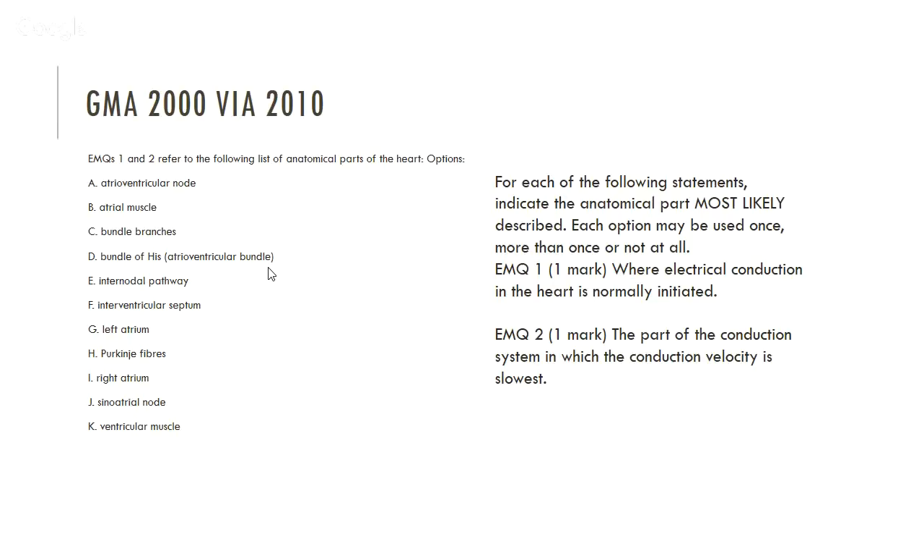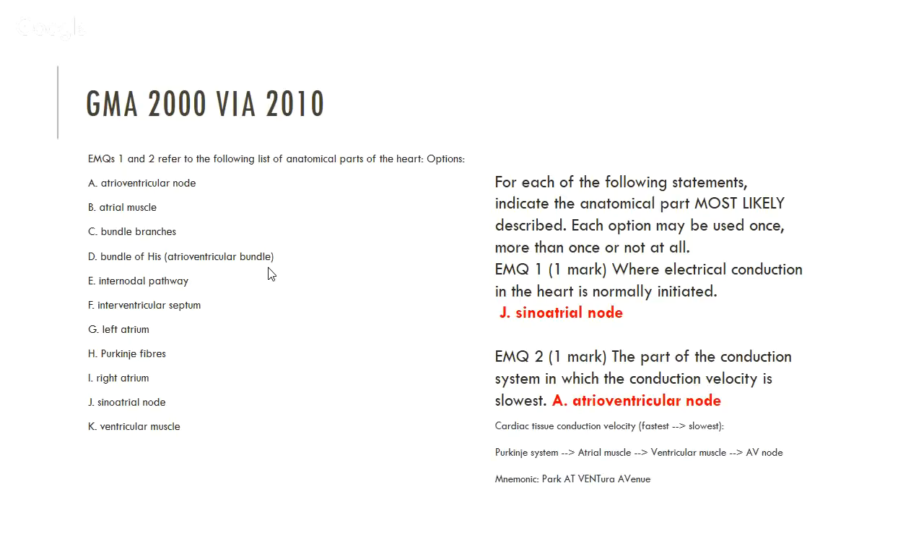This is an old exam. I don't think this will come up, but where is electrical conduction in the heart normally initiated? SA node. And which part of the conduction system is the slowest? AV node. Yeah, easy. So SA and AV node. Pretty easy.